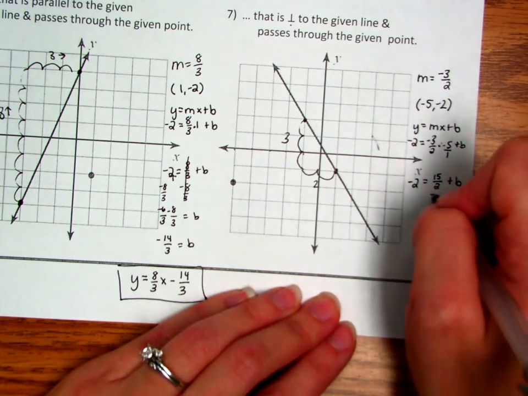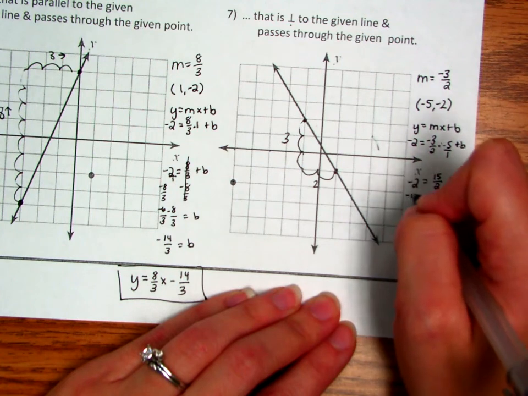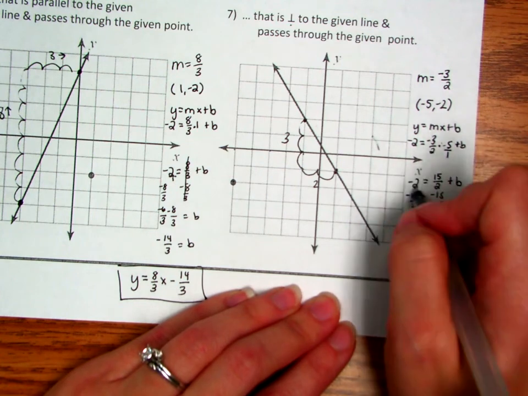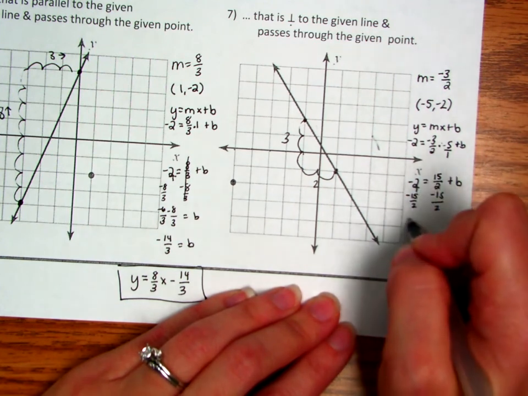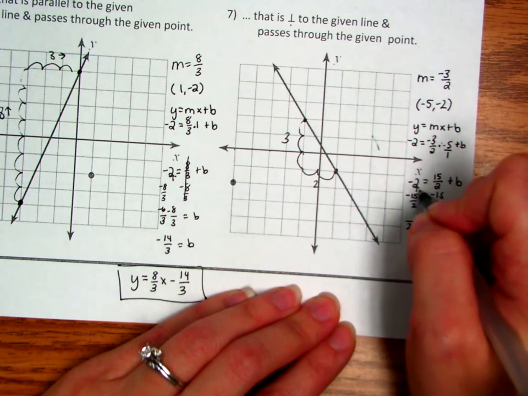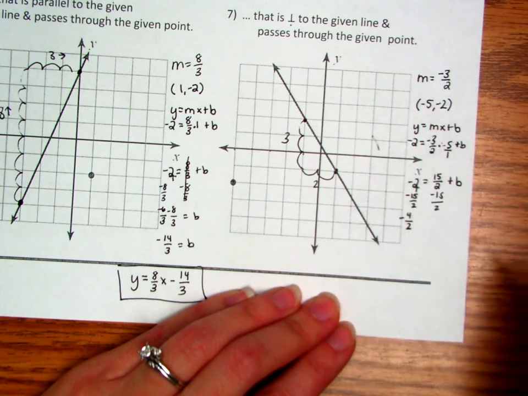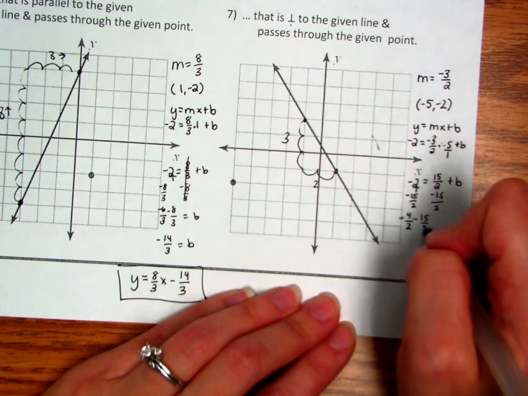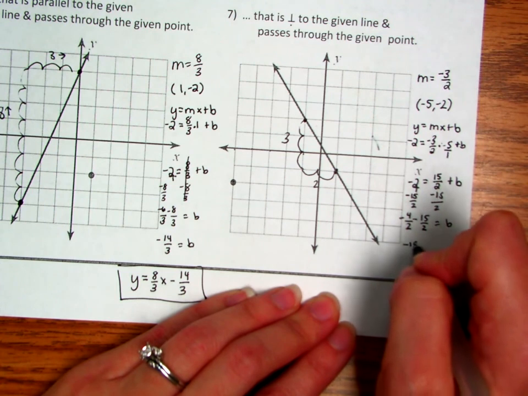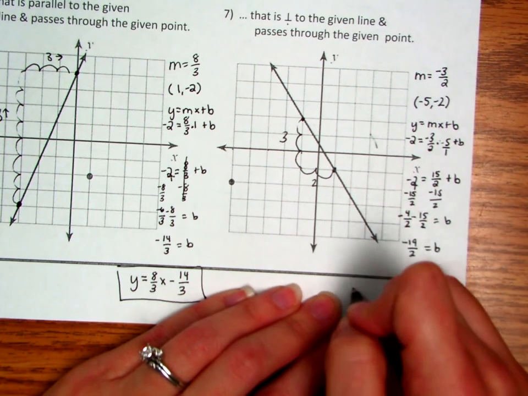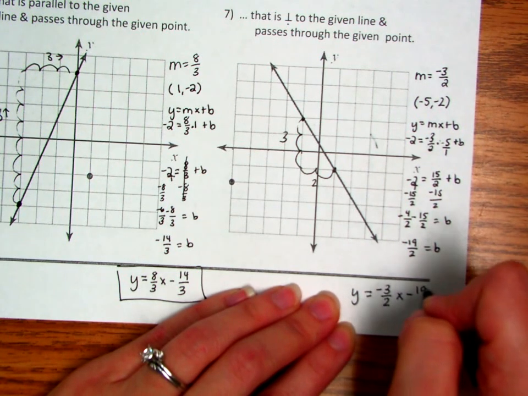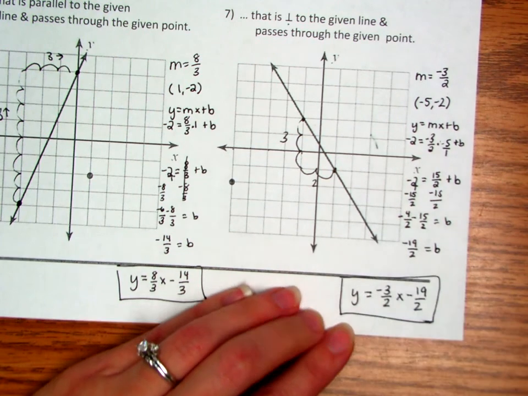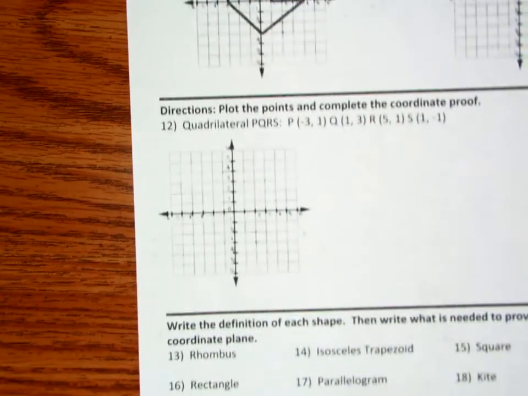To get b by itself, I'm going to subtract 15/2 again. When I do that, I again need to put this with a common denominator. Right now it's 2 over 1, so it's going to have a denominator of 2. If I multiply the bottom by 2, I multiply the top, -2, by 2 as well. -2 times 2 is -4, so that makes it -4/2. Minus the 15/2 is going to equal my b. That's going to give me -19/2 as my b. So the equation for this line is y = -3/2 x - 19/2. And that will be the equation for this line.